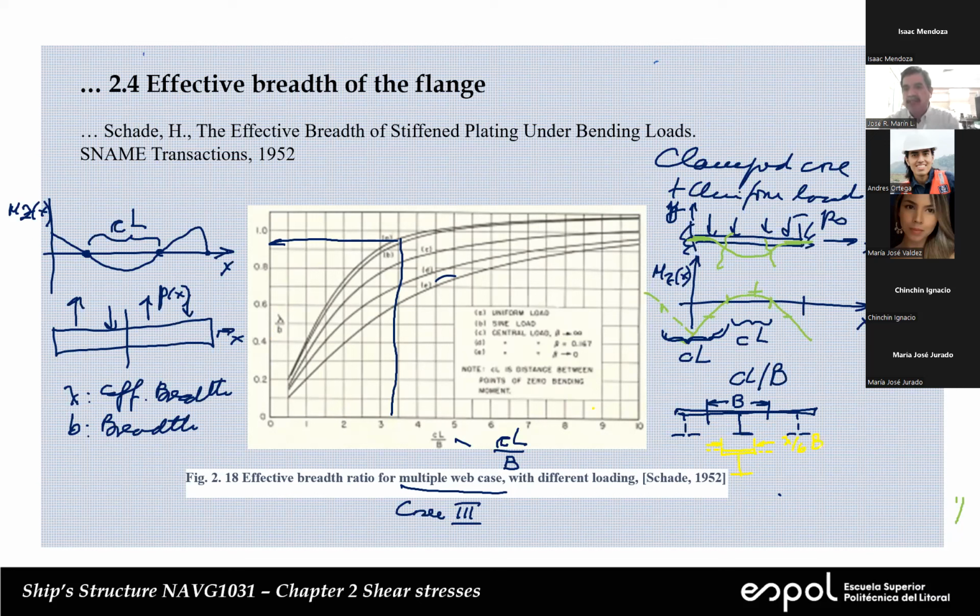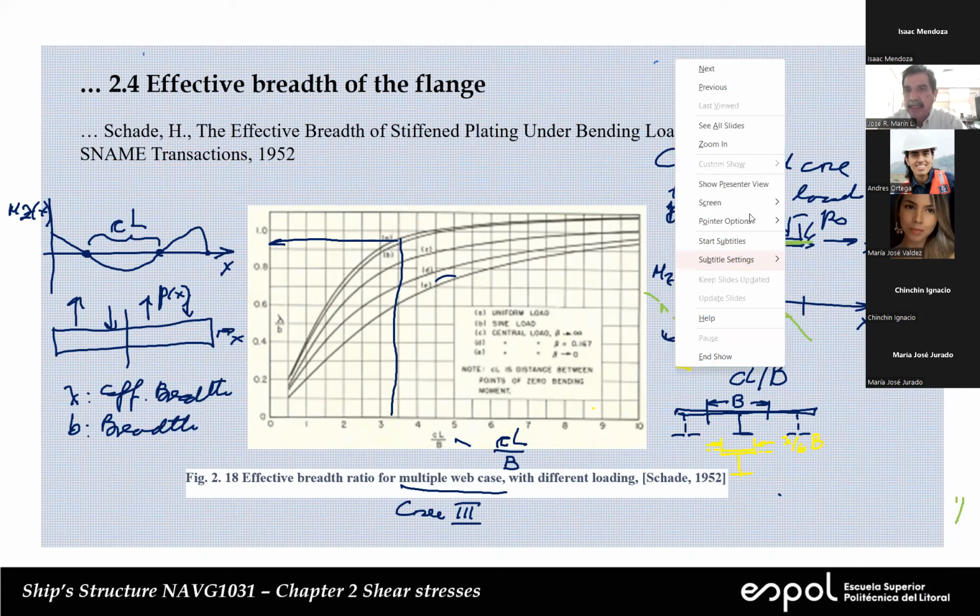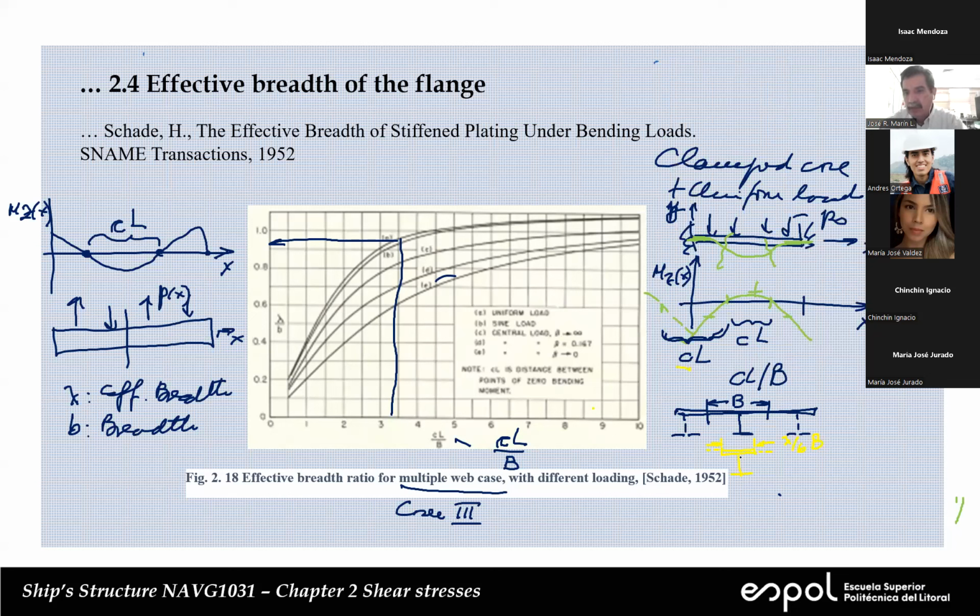As you do this correction, you can calculate the inertia, I sub C. You know where the neutral axis is located, and you can proceed to calculate the stresses. Any questions about this procedure, people?